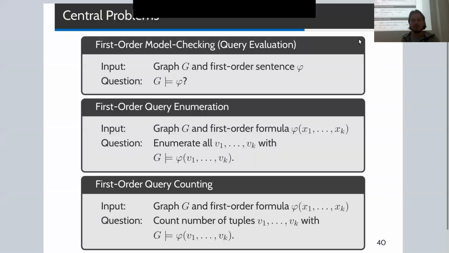Another variant would be query counting. Here, instead of enumerating all the satisfying assignments, you simply want to count them. So this way, if I again state that x1 to xk form an independent set, the answer you would get would be the number of independent sets of size k.